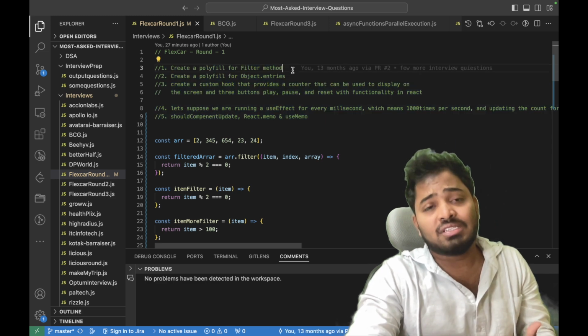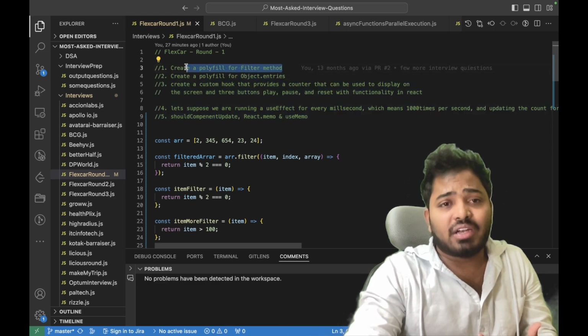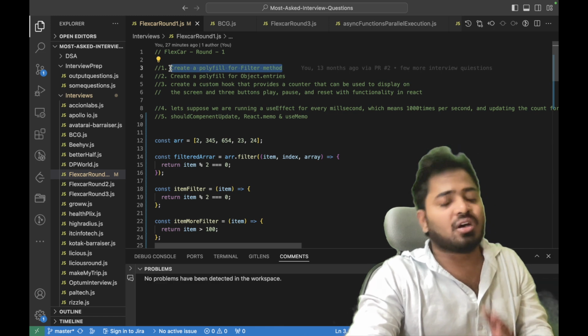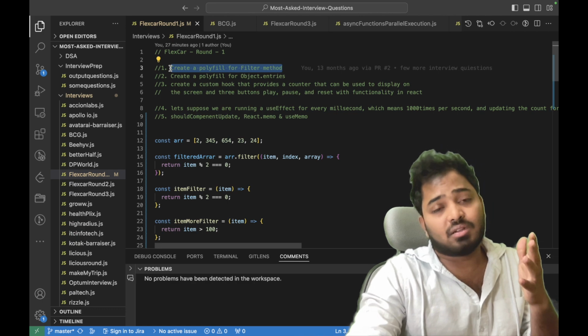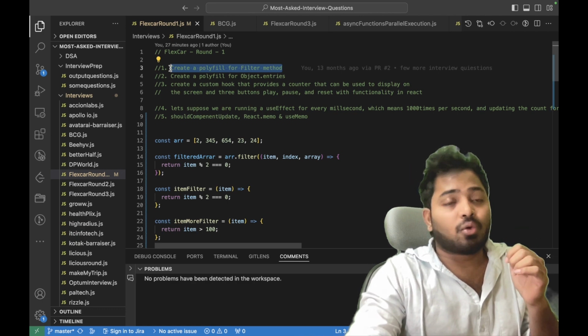The first question is, the interviewer asked me to create a polyfill for the filter method. I took some time, but I was able to solve it within time and with proper code.